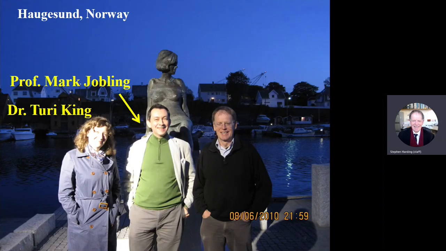This is Mark Jobling and Turi King from the Leicester team. This is when we were in Norway getting control data. Mark is still Professor of Population Genetics at the University of Leicester. Turi was then a PhD student. Now she's become very famous because she was the scientist, after she got her PhD, who did the work on the DNA of Richard III.